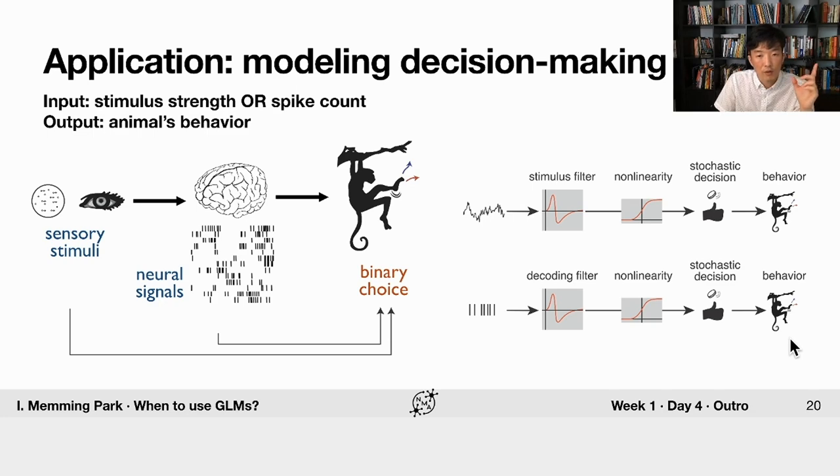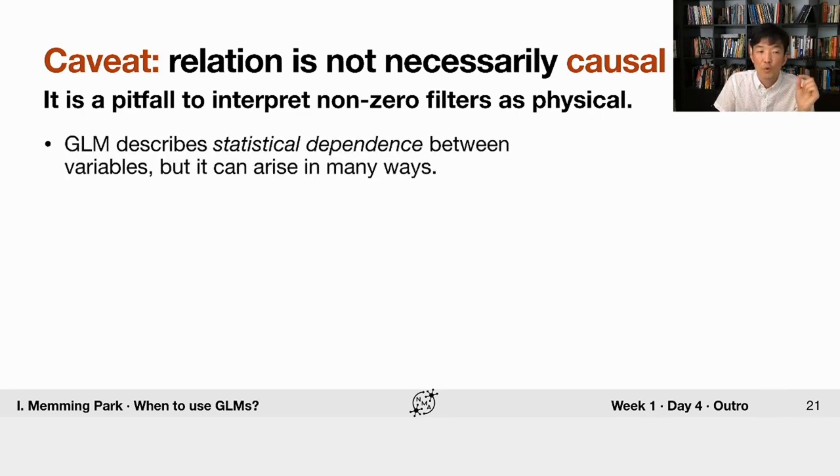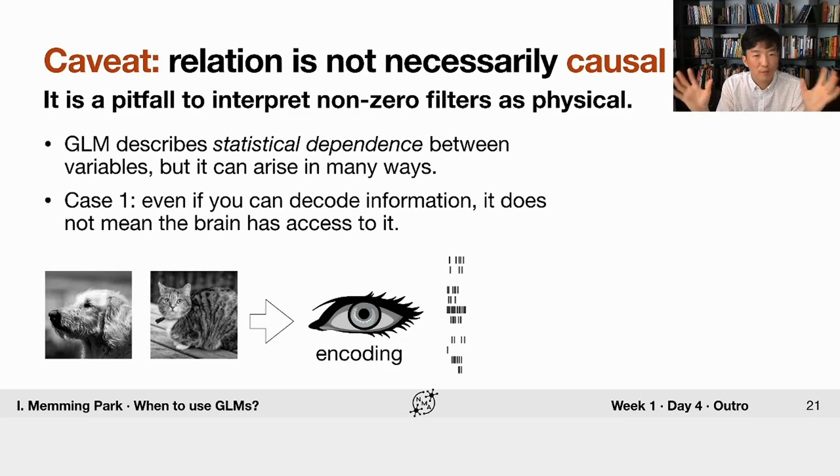Okay, so now that we have talked about this relationship between behavior and neural signals, let me tell you a little bit about caveats in interpreting what you get out of this. What a GLM captures is the statistical dependence between variables, and it can arise in many different ways. So there are many pitfalls. Case one, if you build a decoder, it doesn't mean that the brain has access to that information.